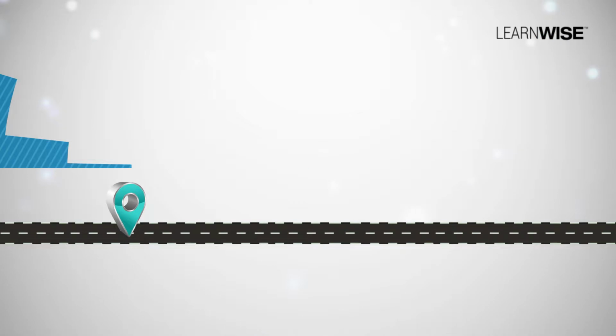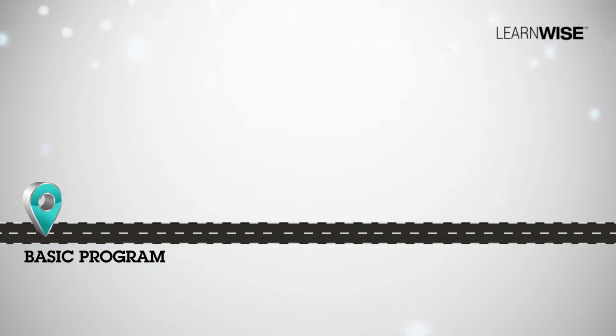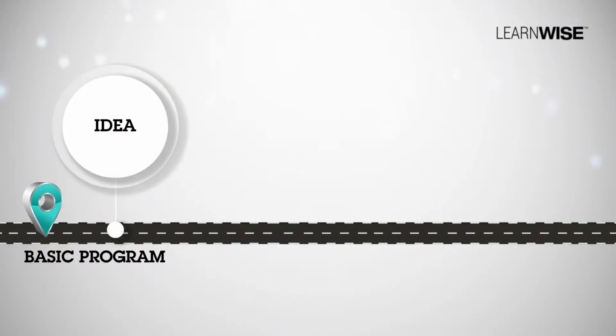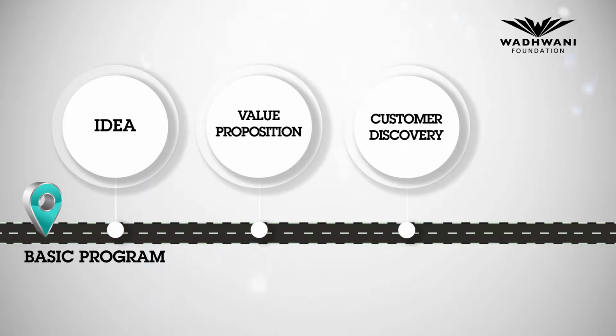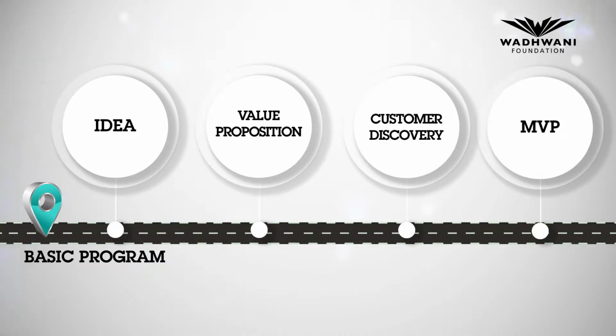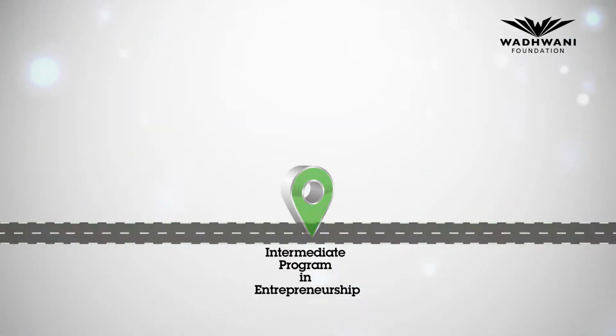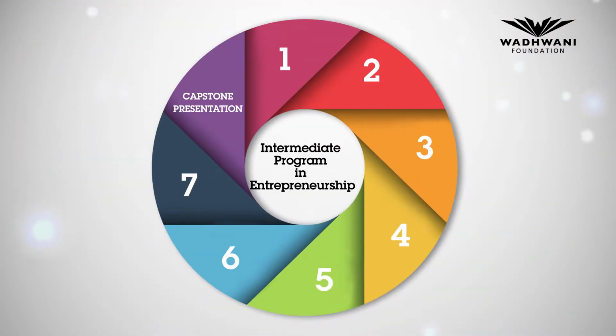In the basic program, you identified your flow activity, learned how to generate ideas, and evaluate them. Further, you created the value proposition, discovered the customer, and worked on your MVP. This program is divided into 7 lessons and a final capstone project presentation.